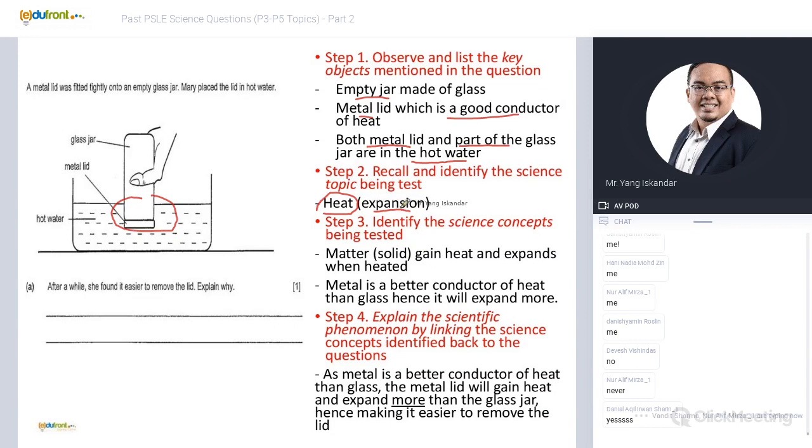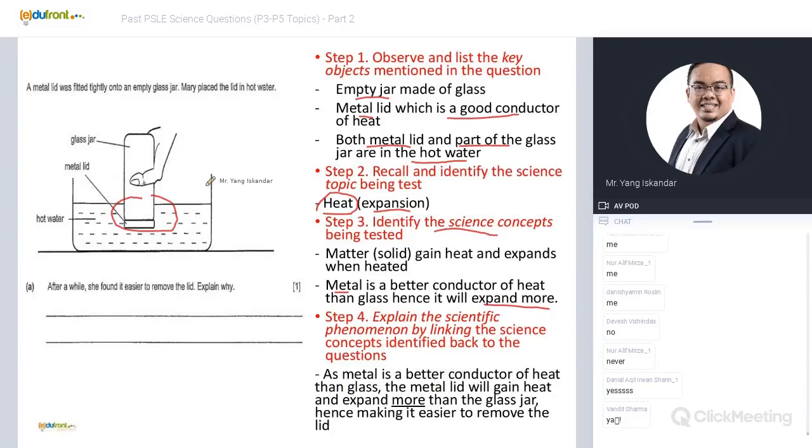So the topic of heat, under the topic of expansion. Identify the science concept being tested. We know that metal gains heat and expands when heated, and metal is a better conductor of heat. Hence, it will expand faster or expand more than glass. So how to link to the question? As metal is a better conductor of heat than glass.